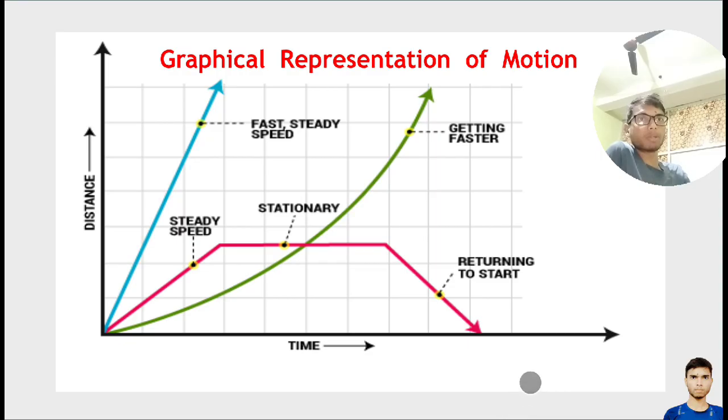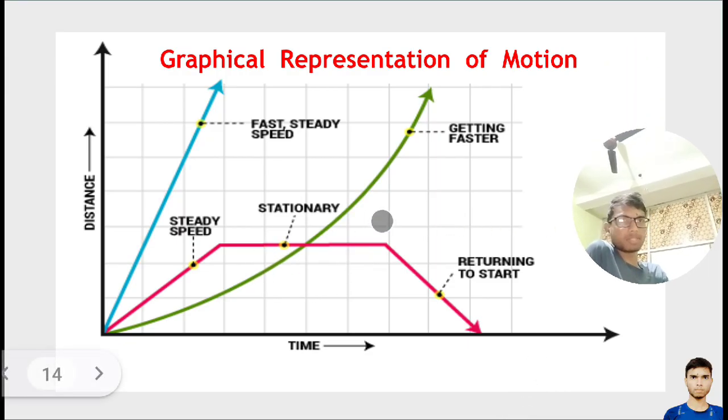Next, we have graphical representation of motion. Graphs we have seen, but again, we can see. This is distance and this is time. Here it started, then this is a steady speed. Gradually the speed is increasing, but here the speed is constant. Now this is decreasing, from high to low. From here to here, acceleration would be negative. From here to here, acceleration would be 0. From here to here, acceleration would be positive.